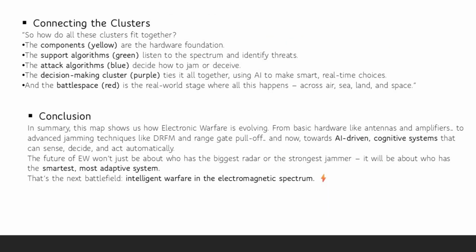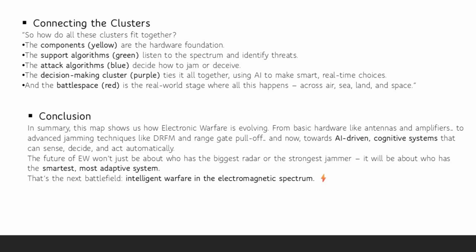Connecting the clusters. So how do all these clusters fit together? The components, yellow, are the hardware foundation. The support algorithms, green, listen to the spectrum and identify threats. The attack algorithms, blue, decide how to jam or deceive. The decision-making cluster, purple, ties it all together, using AI to make smart, real-time choices. And the battle space, red, is the real-world stage where all this happens, across air, sea, land, and space.